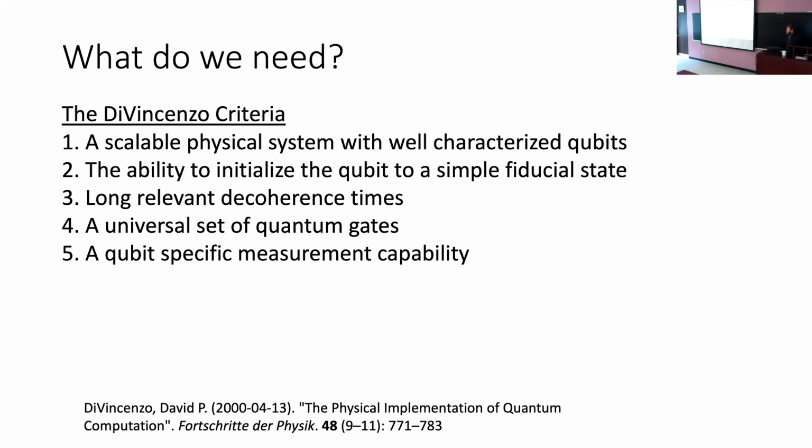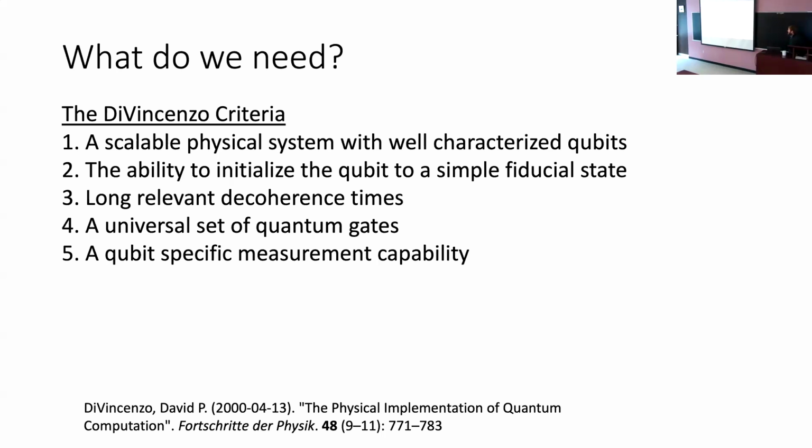We need a universal set of quantum gates. So we need to be able to manipulate our bits, our quantum bits. And this means that we need both single qubit control as well as some interaction between the bits. So we call those 2 qubit gates. And then finally, we need a qubit specific measurement capability. So we need to be able to actually look at the output of the computer. Otherwise, if we can't measure anything, then our computer's not going to be very useful.